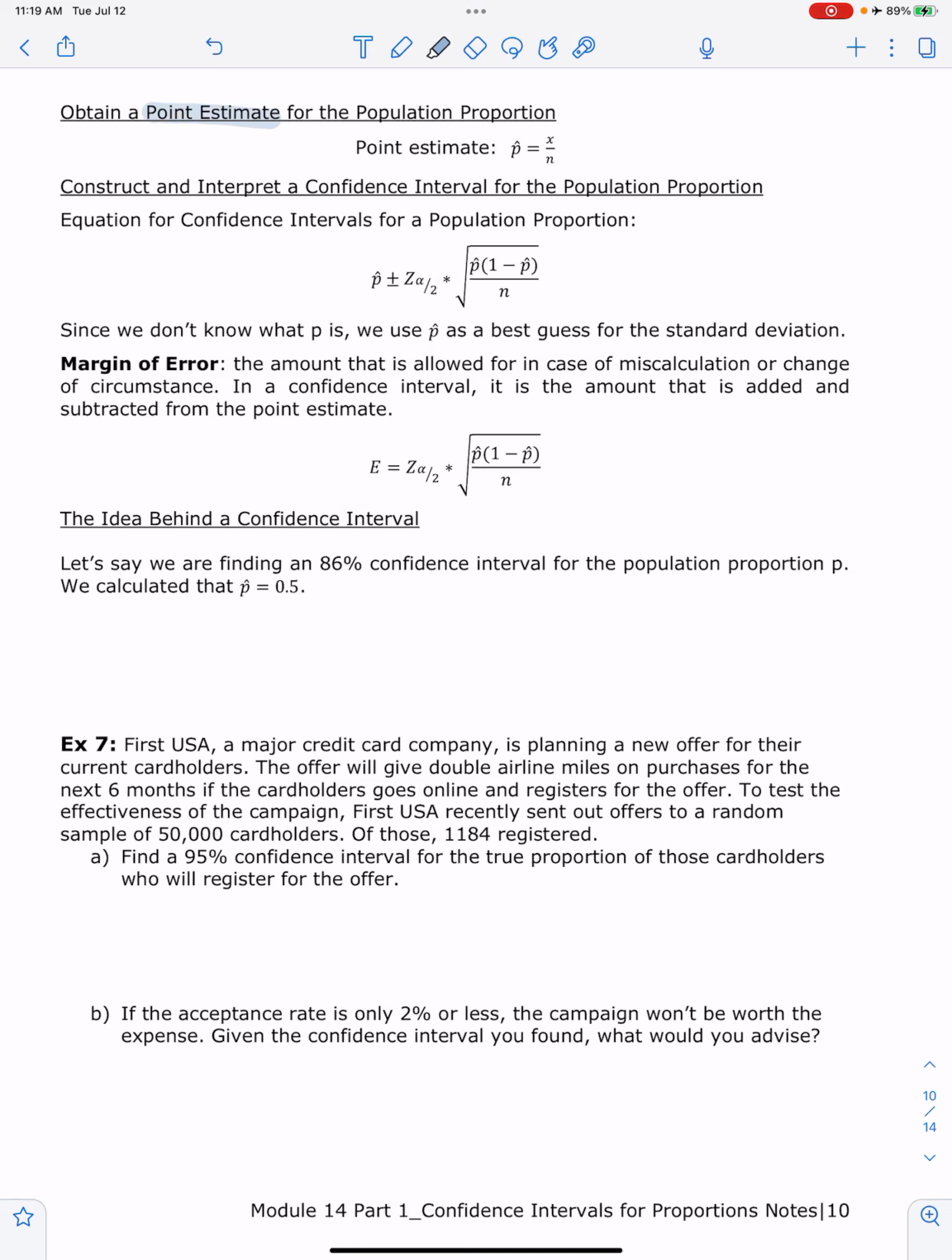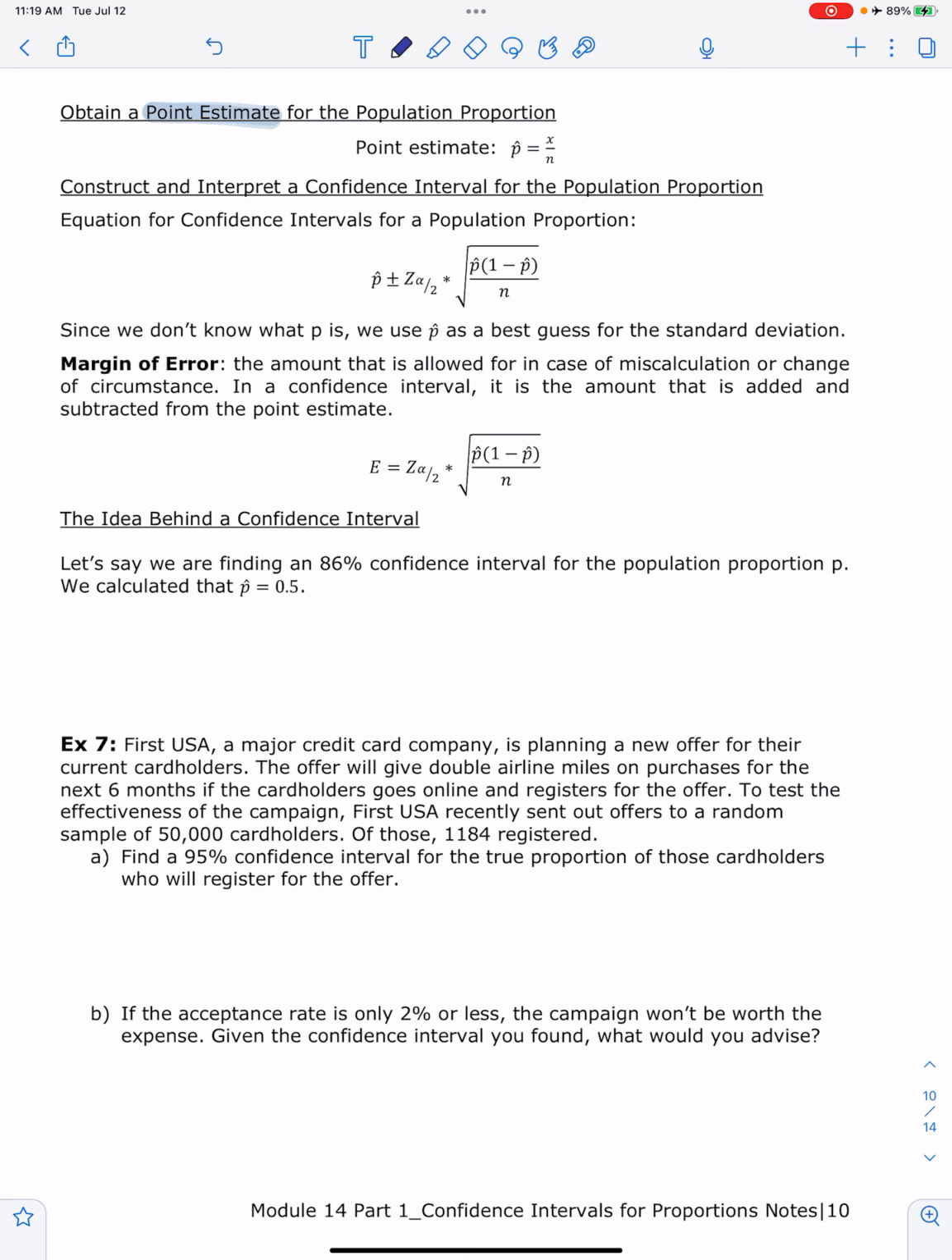Okay, so here are the 14-point part 1 notes. This is page 10. We are now going to talk about how to find the confidence interval, because we don't just guess at the margin of error, we have a reason for using the numbers that we do. Okay? So we're going to start with our point estimate.